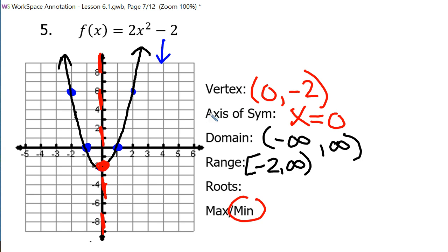What does the word roots mean? X-intercept. So where's the x-intercept? Negative 1 and positive 1. So I'm going to write that as x equals plus or minus 1.